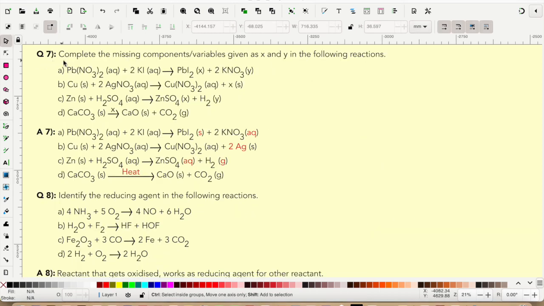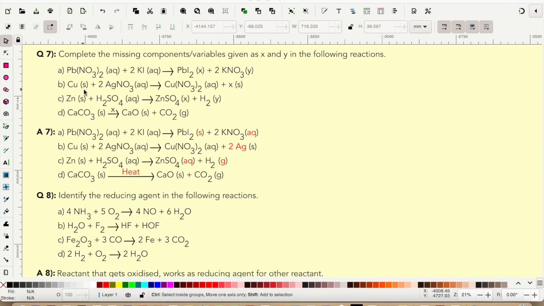Seventh question. Complete the missing components or variables given as X and Y in the following reactions. First reaction is Pb(NO3)2 aqueous plus 2KI aqueous makes PbI2 X plus 2KNO3 Y. We know that PbI2 is solid, so in place of X it will be written as S. And we know that KNO3 is aqueous, so in place of Y, AQ will be written.